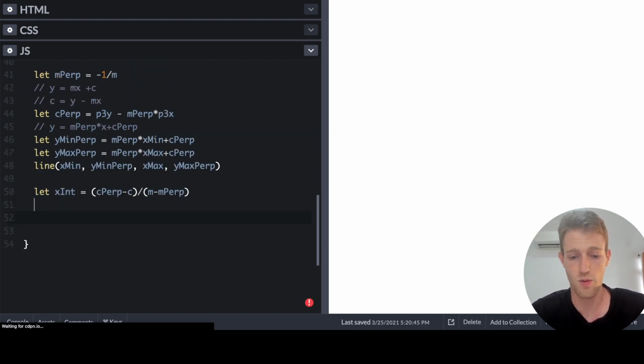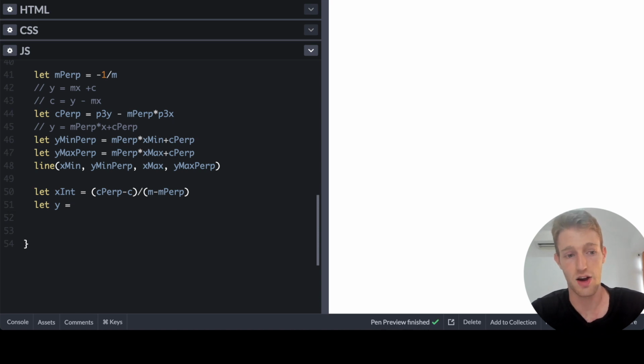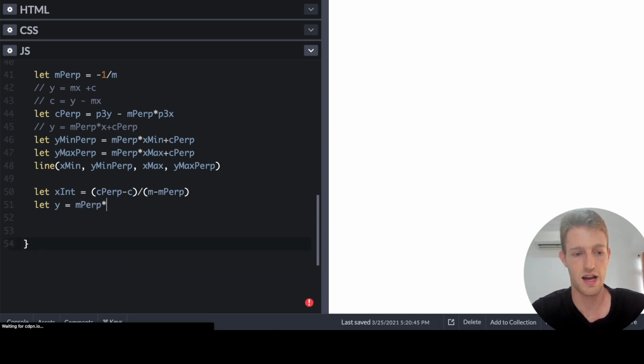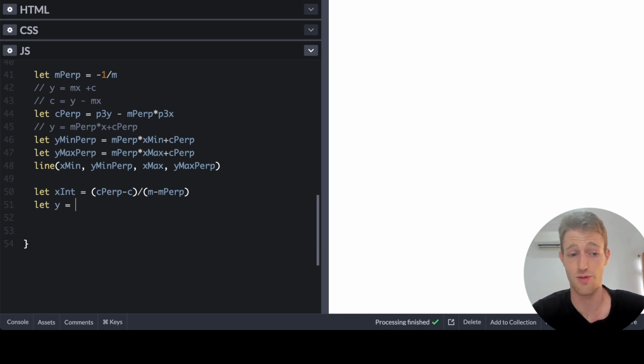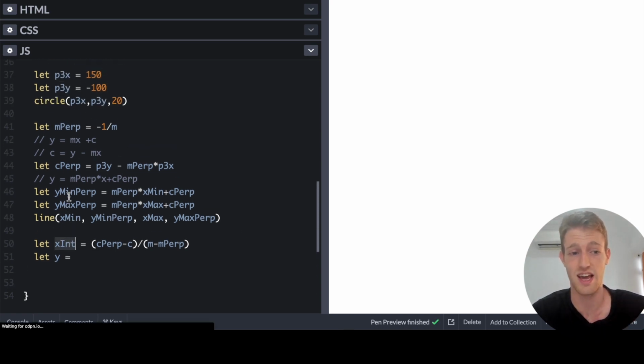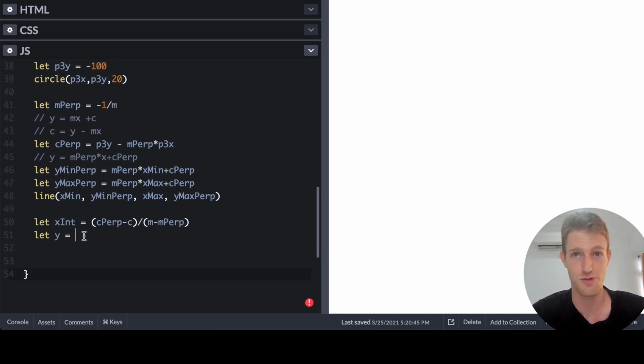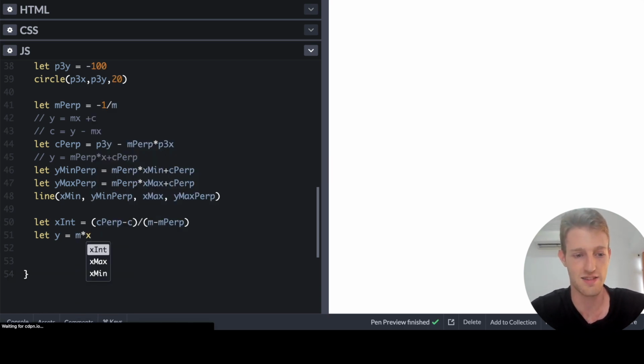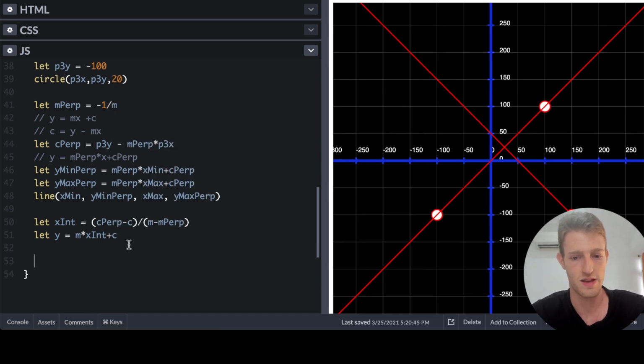Then if we want to find our y, it's as simple as saying that y is equal to our m perpendicular times, actually you could use either one now, right? Because this x-intercept is the same for both. And you could test that. So let's actually just use the first one. So we can say m times x int plus c. That will be the point. And let's go ahead and make sure.